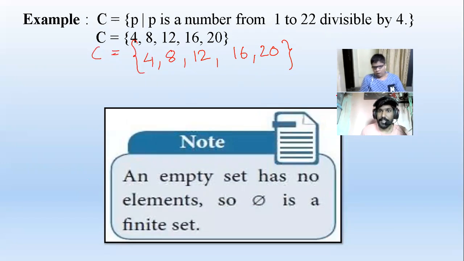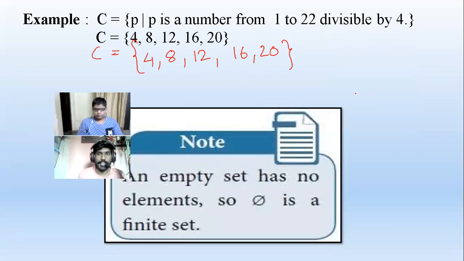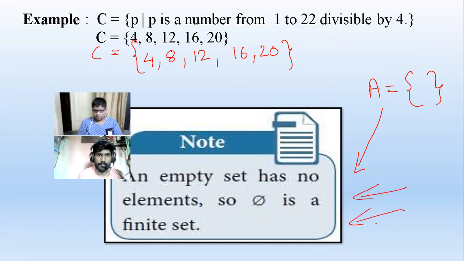Now, an empty set is also called a finite set. Okay. So suppose A is empty, then this will also be called finite. Set A is finite. Is this point clear? What does this mean? Yes. So an empty set is also a finite set.